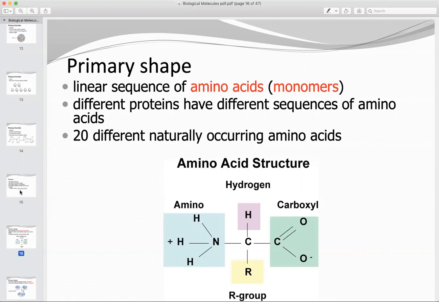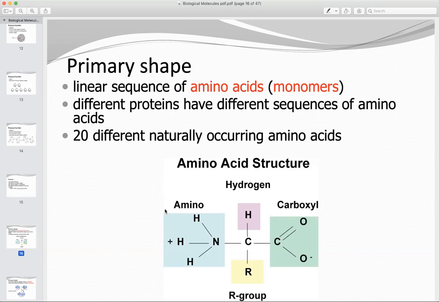And so you've heard of this term amino acids before. There are 20 different amino acids that are naturally occurring. Again, we want you to understand that depending on the arrangement and organization of these 20 different amino acids, that's going to dictate our final protein product.